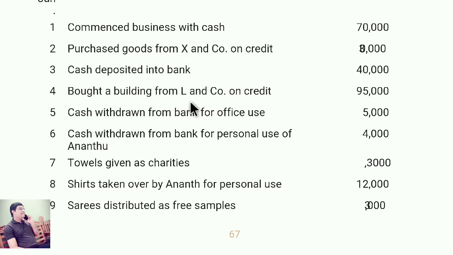What is L&T Company? L&T Company is a name. Name means personal account. What is the rule for personal account? Debit the receiver, credit the giver. So building account debit to L&T Company account, because L&T Company is the giver. Or simply, bought a building from L&T Company means credit purchase. What is the shortcut method for credit purchase? Simple. Name will be credited. So what name is given? L&T Company. So building account debit to L&T Company rupees 95,000. Understand?